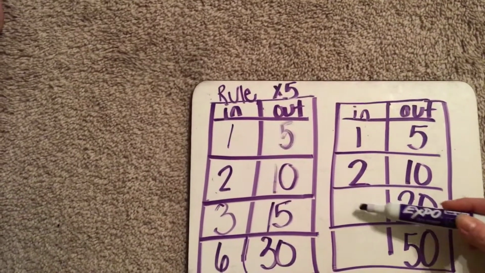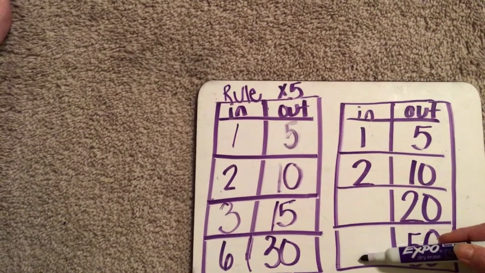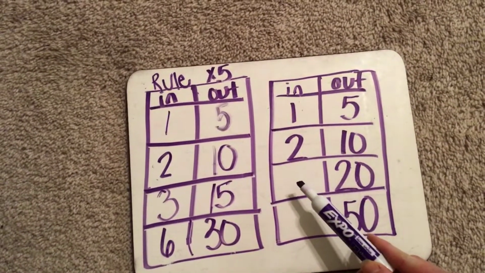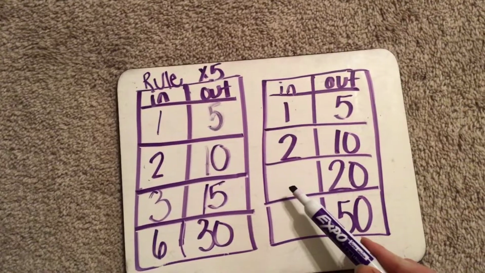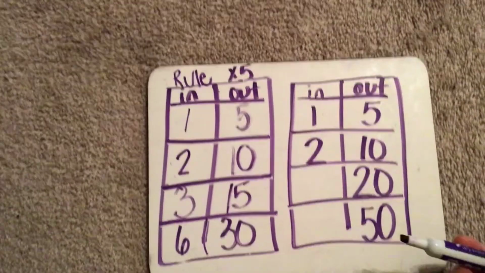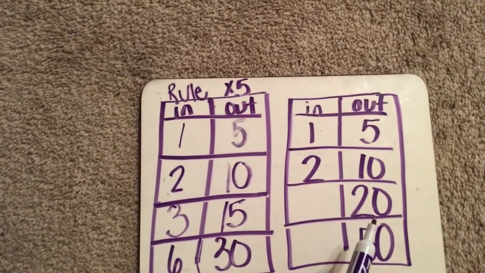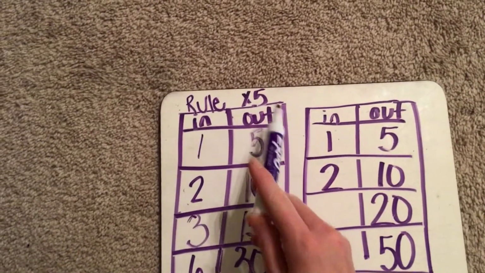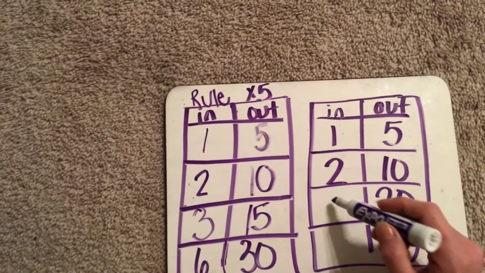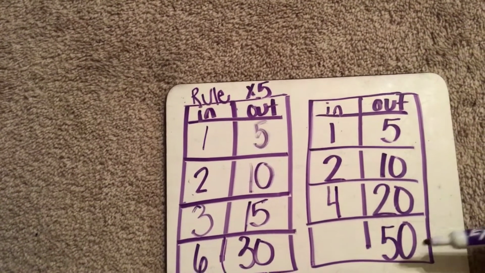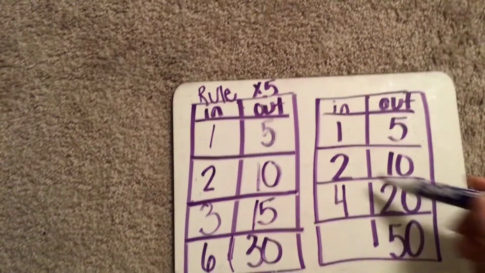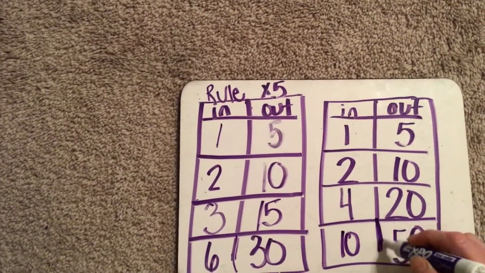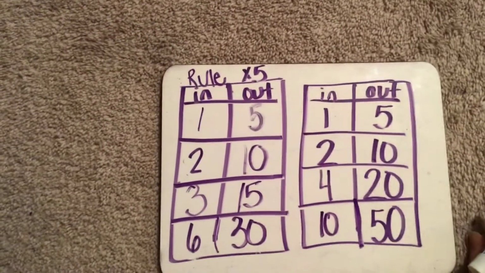But in order to find these numbers, am I going to multiply the 20 times 5? No, I have to do the inverse operation. I'm going to need to divide. So 20 divided by 5 would give me 4. And 50 divided by 5 would give me 10. There. Good job, boys and girls.